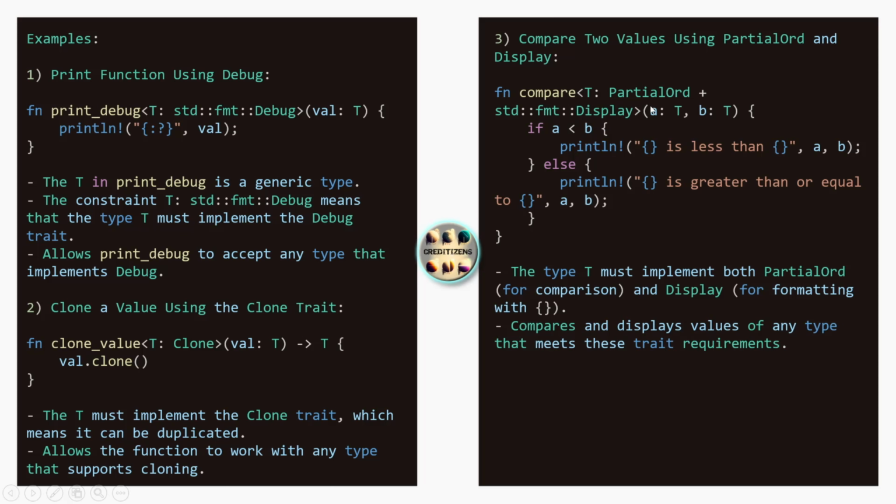After here there are a number of different variables. They all have this type with the same constraint. And after here we're going to compare those two. For example, for this function, we're using PartialOrd to be able to compare those. And after we're going to print what is less than and what is greater than. The type T must implement both PartialOrd for comparison and Display for formatting with curly braces. It compares and displays values of any type that meets these two requirements.